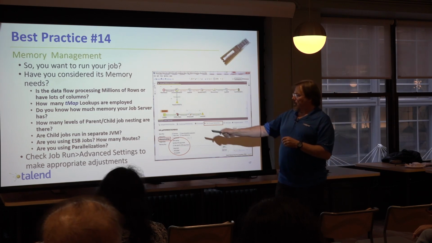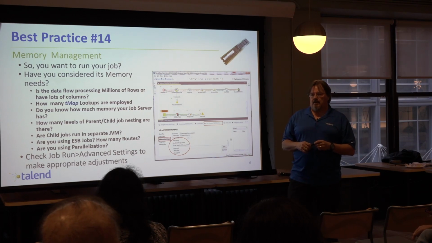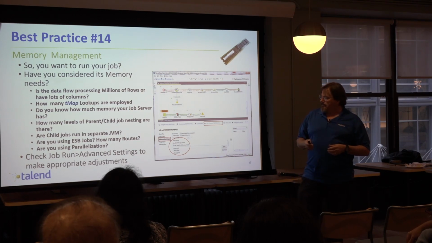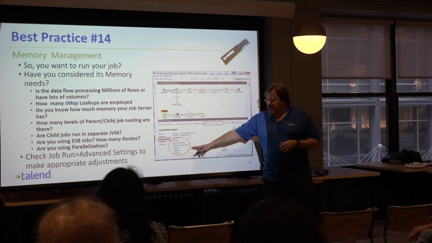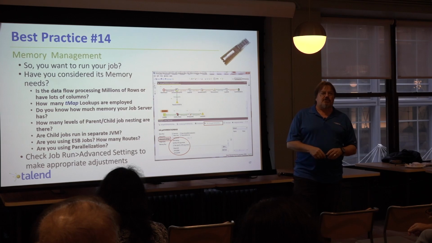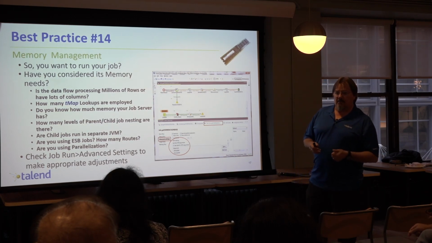You also need to consider whether or not you're running parallelization or other things like that. One thing you can do on each job, on the Run tab, is specify the parameters for the Java virtual machine, a minimum and a maximum. But be careful there too.